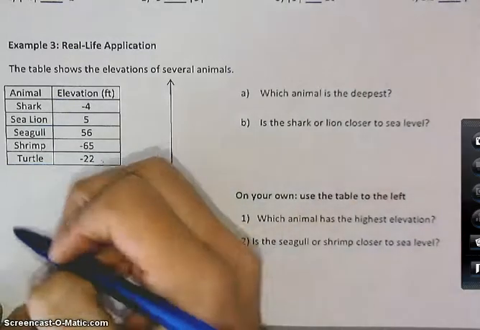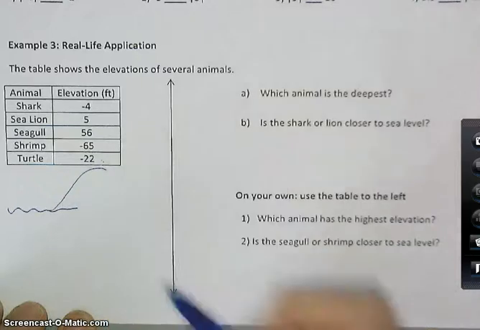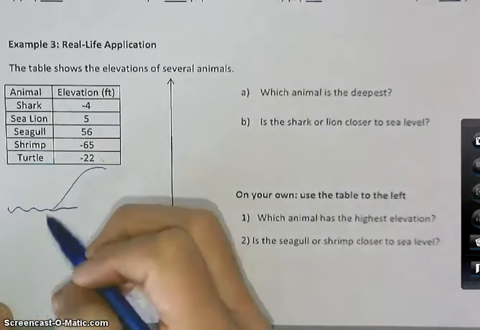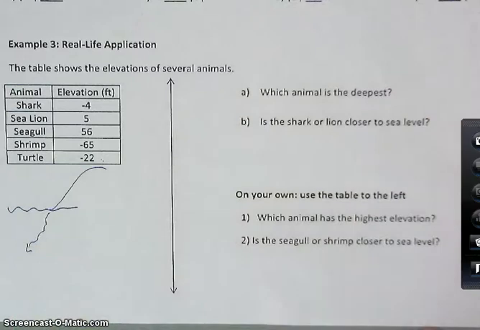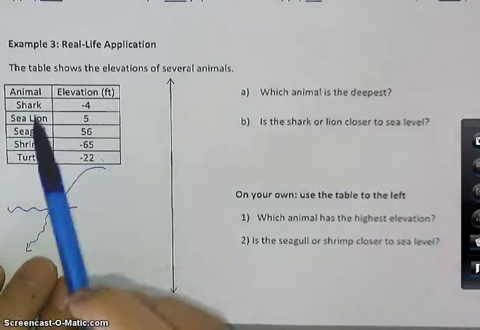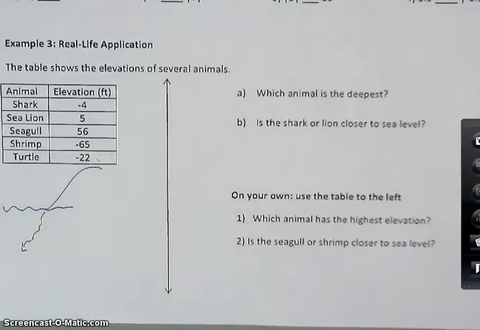So remember, we've talked about some water, and if you go up a mountain, you're going up above sea level, or if you're swimming down into the water, you're going below sea level. So this is where these animals like to hang out. So the first question is, which animal is the deepest?